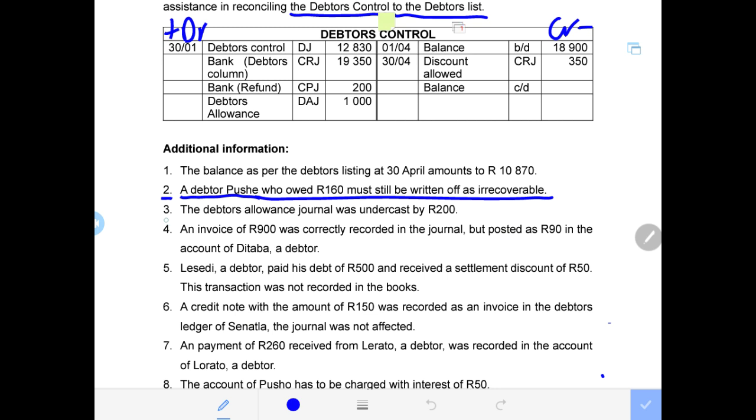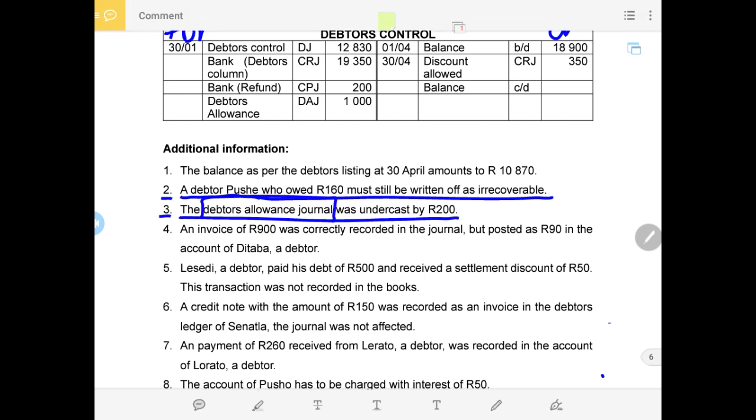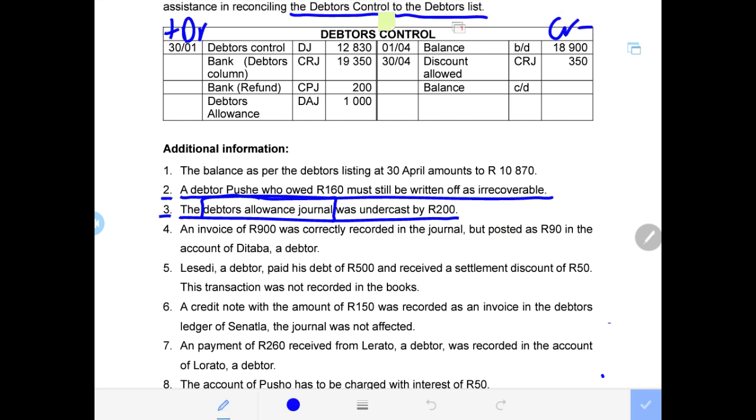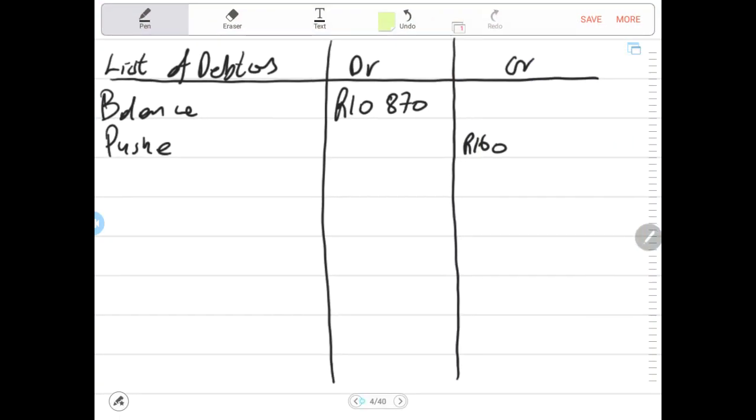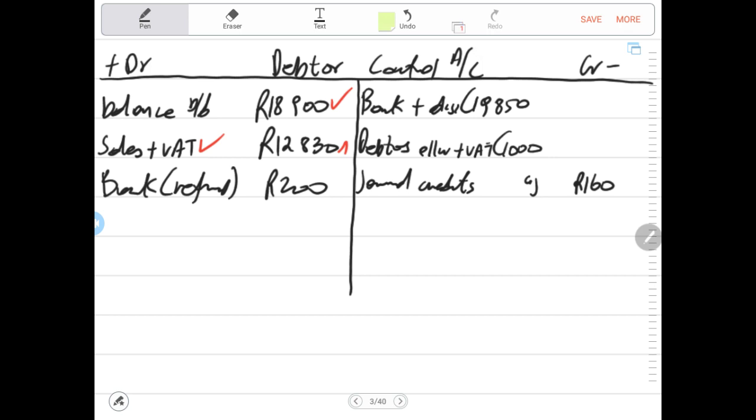Then now we go to number 3. Number 3 says the debtors allowance journal was undercasted. Remember, this is the debtors allowance journal. When we're referring to the debtors allowance journal, we are referring to the total that comes from the debtors allowance journal. They say the debtors allowance journal was undercasted by 200, not the list of a debtor. So now it's the journal. Then because it's a journal, it will affect our debtors control, not the list of debtors.